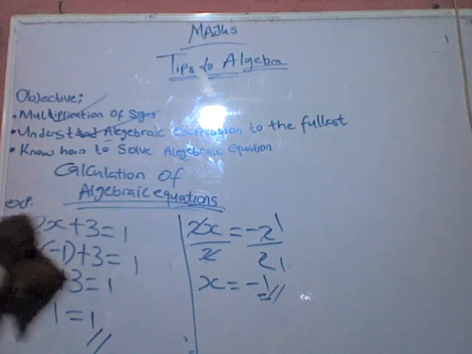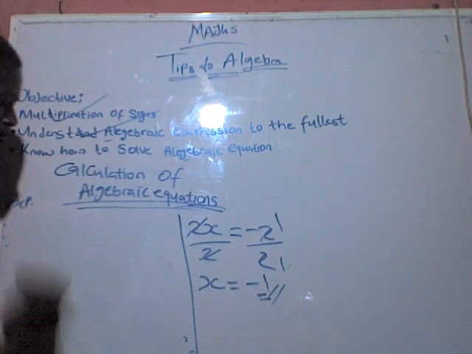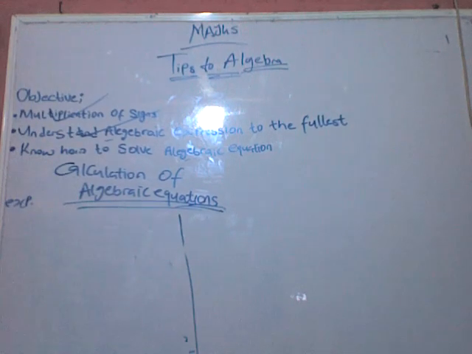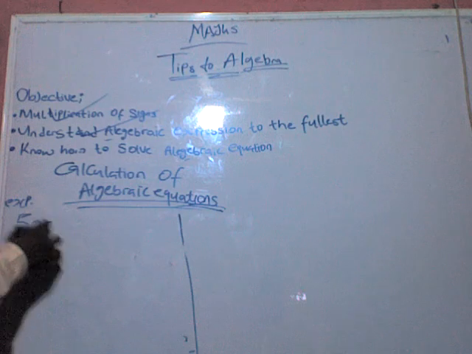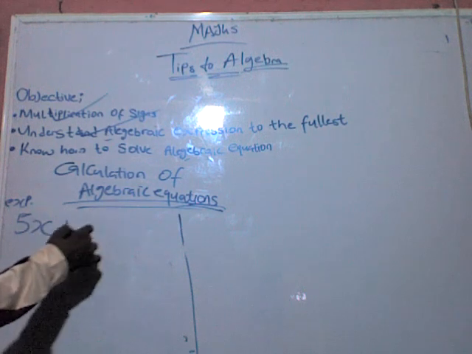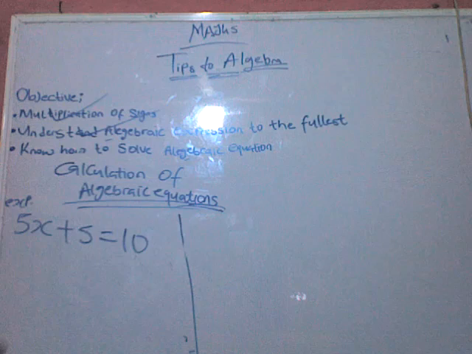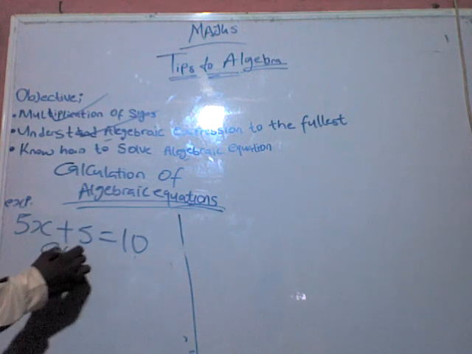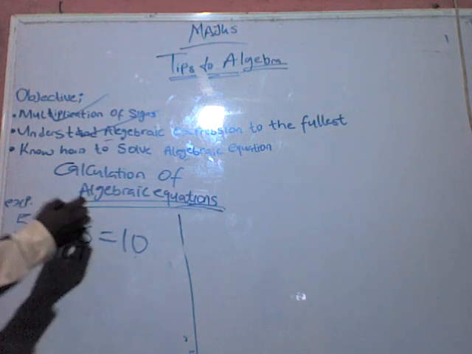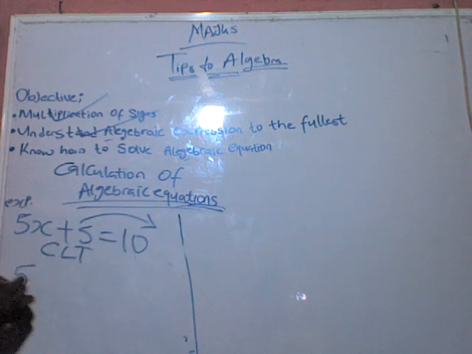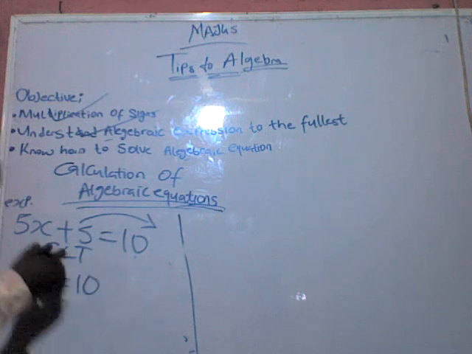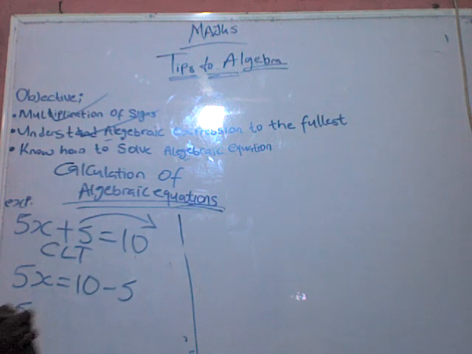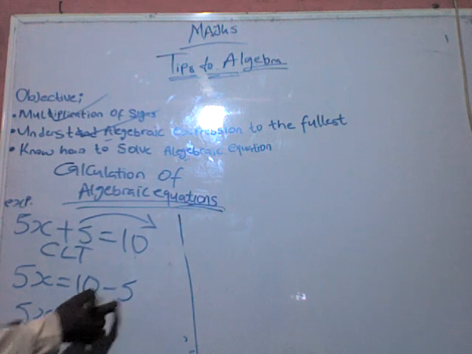So let's have another example. Let's have 5x plus 5 equals 10. Now to solve this, what we do is what's called collect like terms. So let me make it an abbreviation, CLT. So now we take this 5 to the other side. Then we have 5x equals 10. Our sign changes to what? Minus. Then we have minus 5. Then we have 5x equals 10 minus 5.